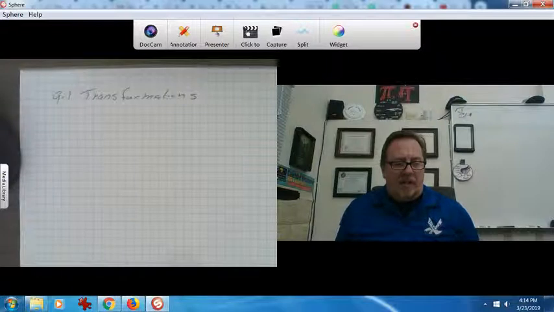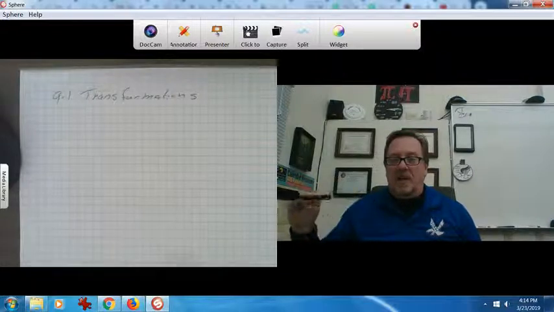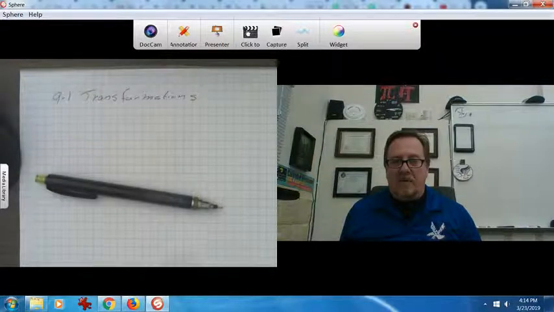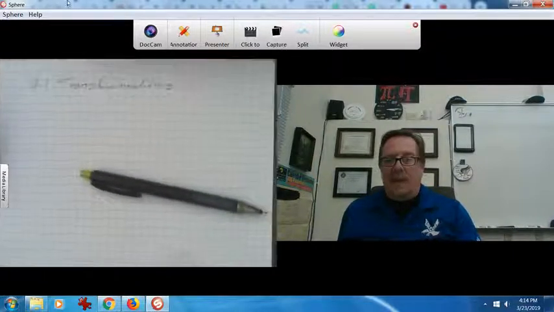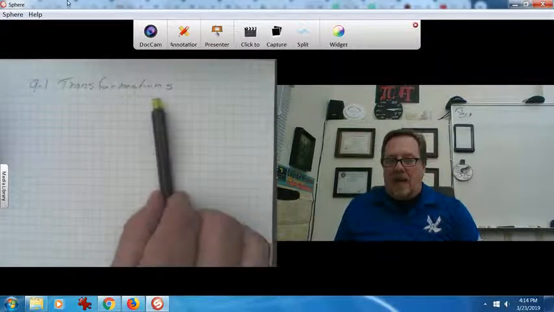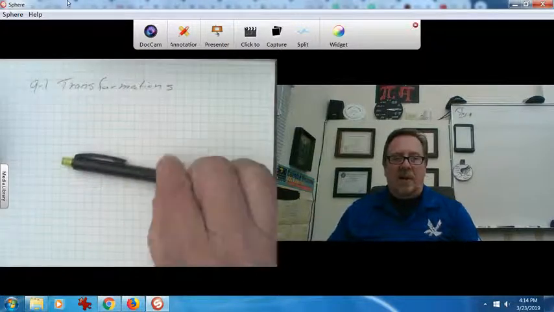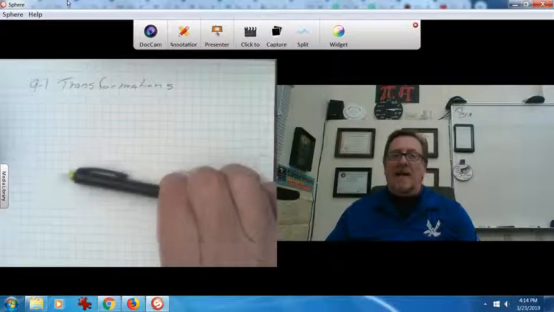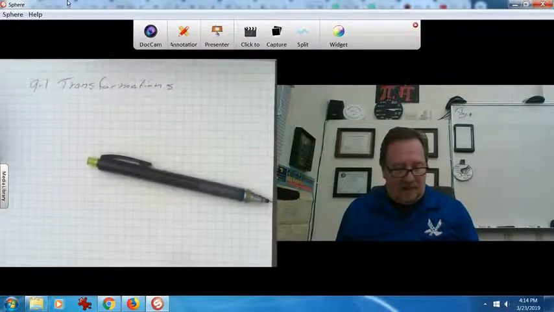Now, section 9.1 deals with translations, and a simple translation is just moving an object from one position to another by sliding it across. So like, there's a pen, I could translate it just by sliding it. Okay? Notice I didn't rotate it. That would be a different transformation. All I did was slide it. So you could go up or down or from side to side or diagonally. All you're doing is sliding things.